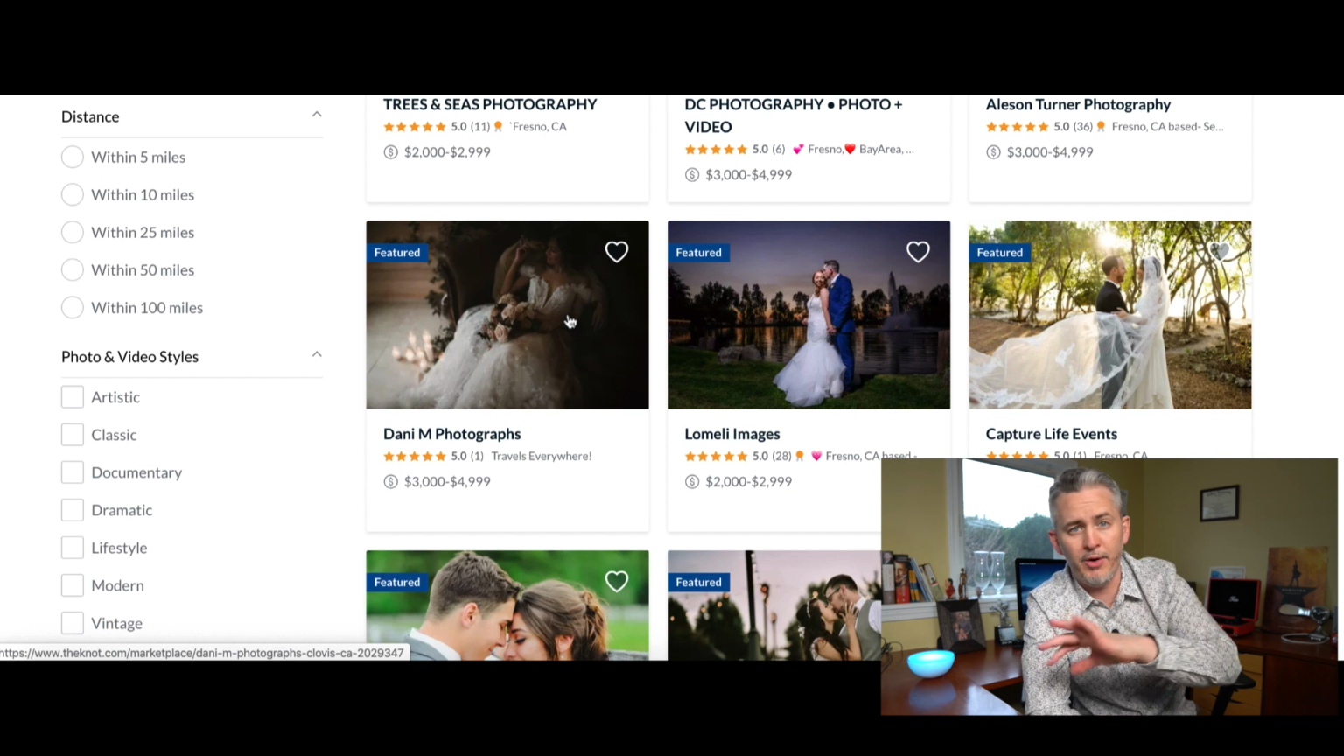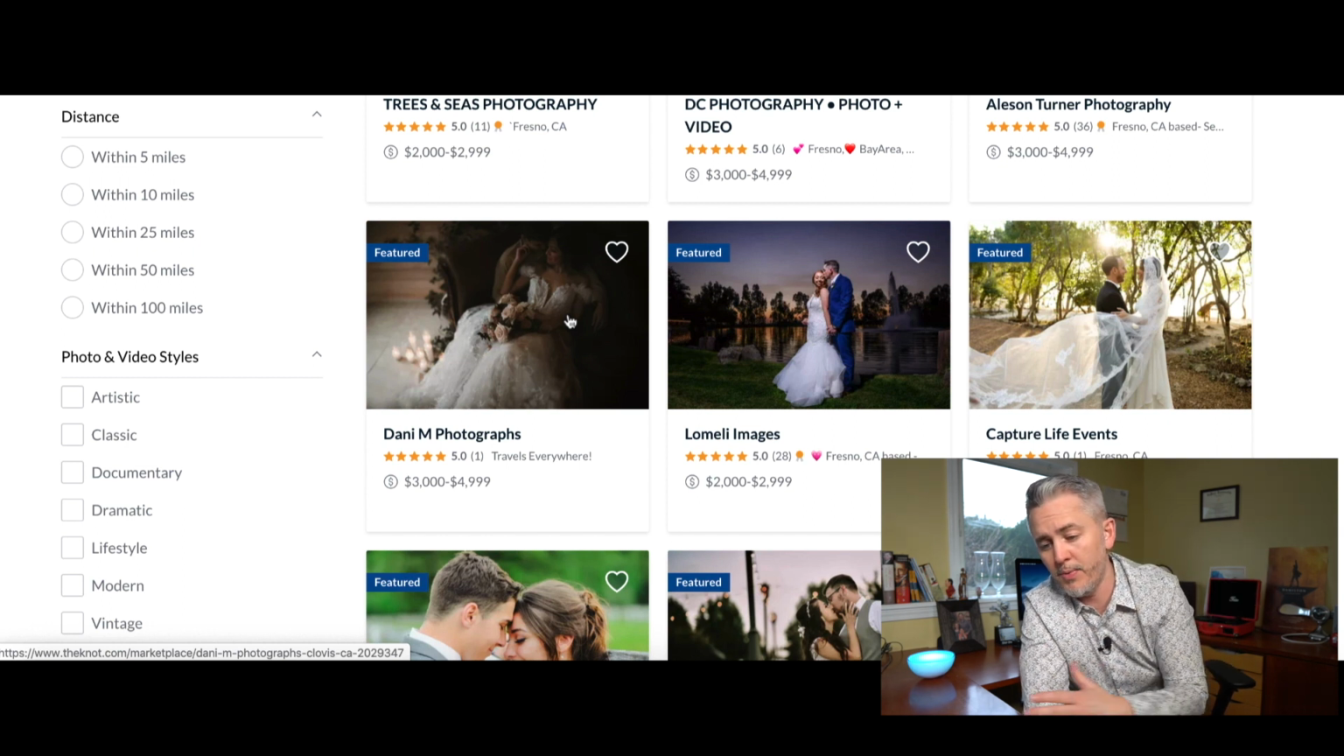This is not your high-end client necessarily. These are people mostly looking for deals, and mostly people who are just kind of looking around and booking their vendors on their own, although some of them do work through coordinators.